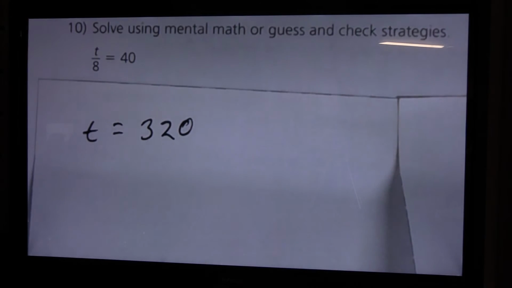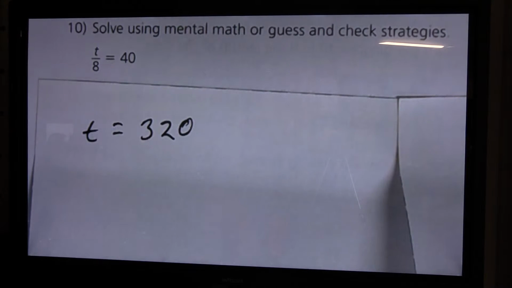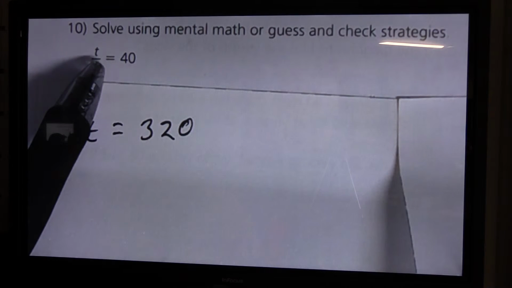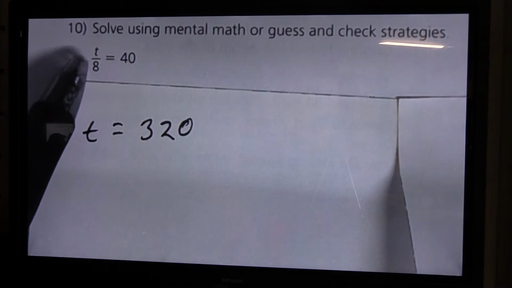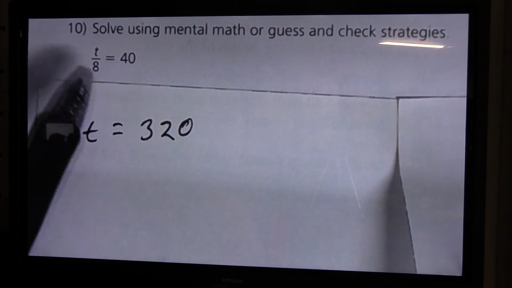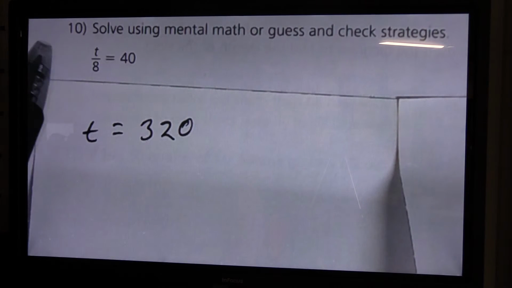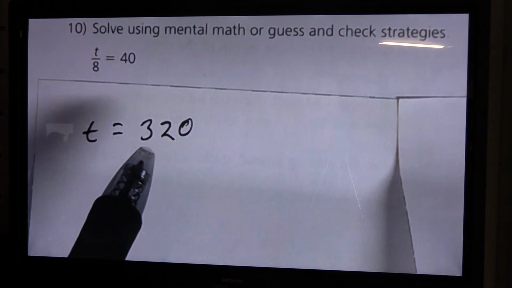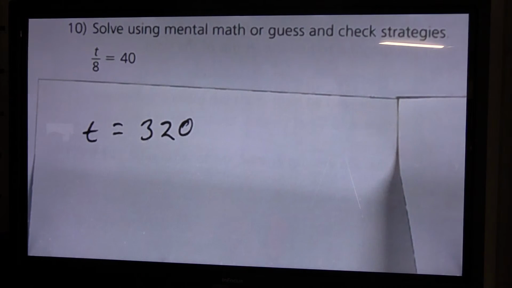Now, I did use mental math so far as to multiply 40 and 8 in my head. But on this one, I would say what really helped me get the right answer is using inverse operations. I have division here, and so to isolate t, in my mind, I multiplied t over 8 by 8. And so I do that, and the 8s would cancel each other when I multiply, cross cancel. And then I would multiply 40 by 8, and that's how I would get the 320. So that's how I did it.